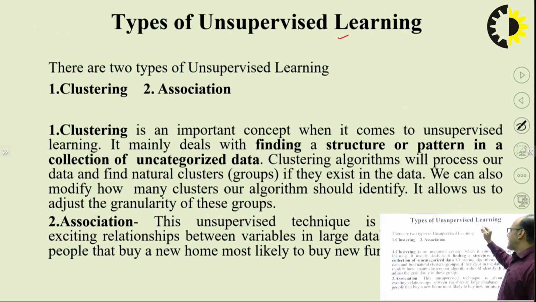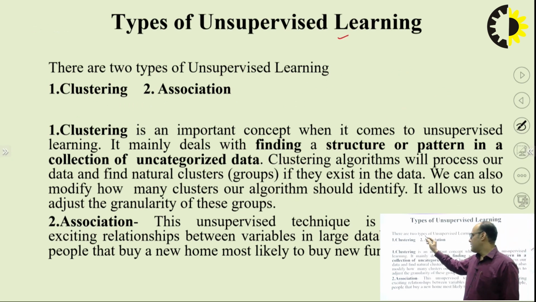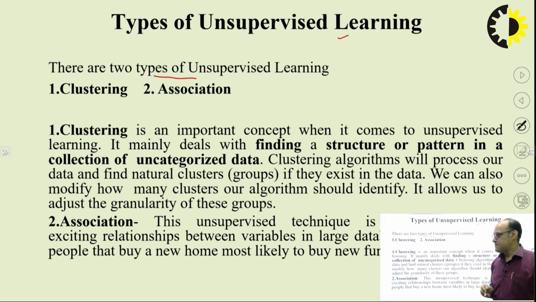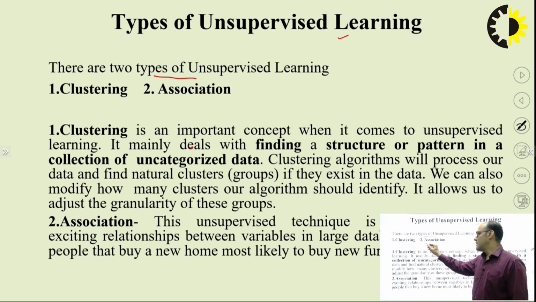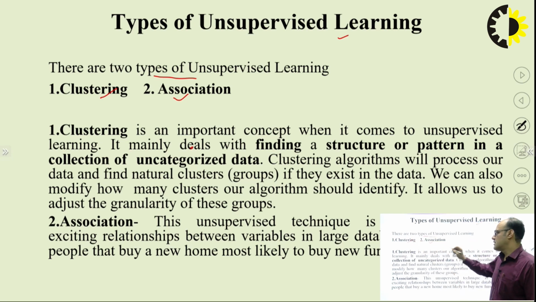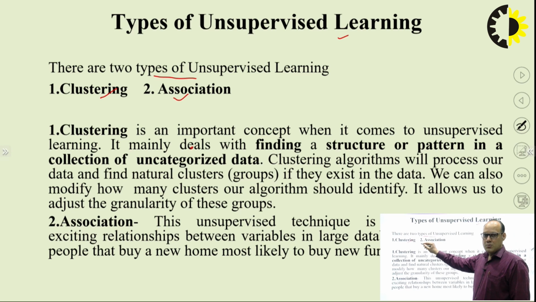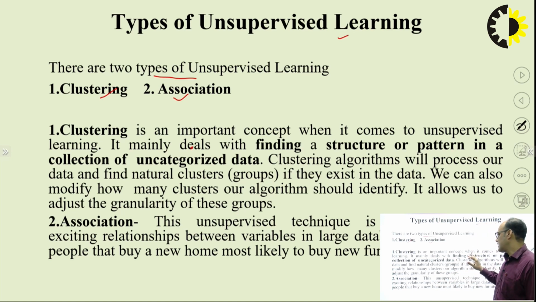Now next, types of unsupervised learning. Again, I have differentiated into two types. Number one is clustering and number two is association, right? This is the technique used in unsupervised learning where we use clustering. Clustering means we are dividing the data into different groups. Clustering means unstructured data is divided into groups or classes.